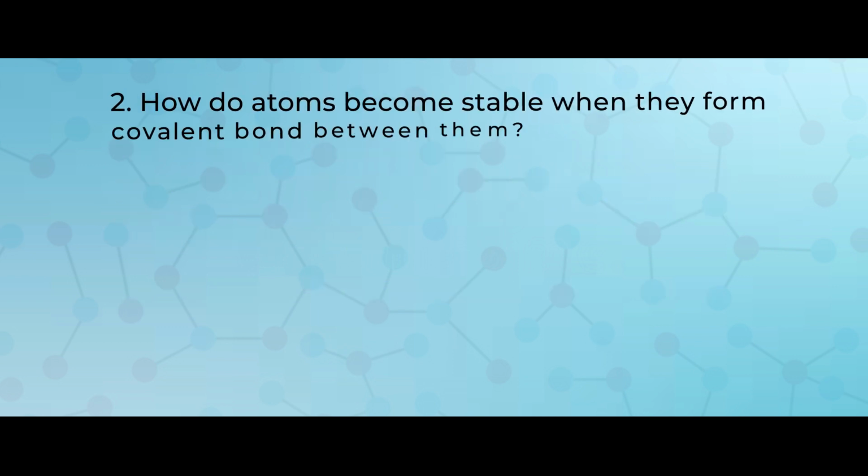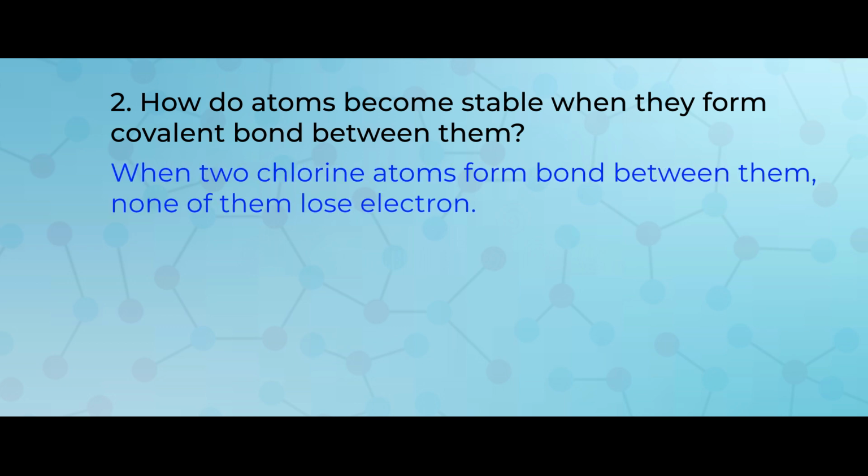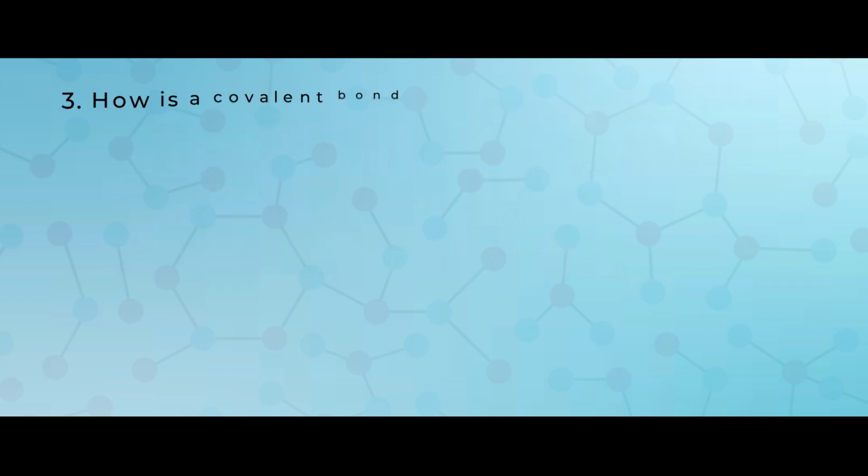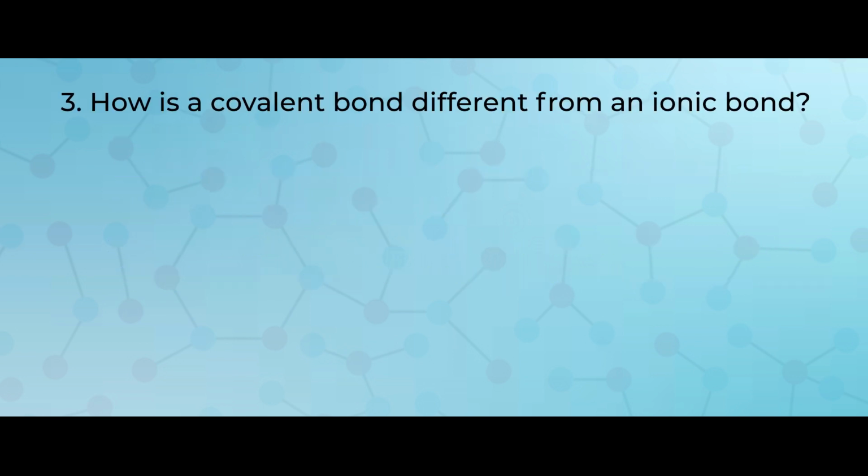How do atoms become stable? When they form a covalent bond between them. Now when two chlorine atoms form a bond between them, none of them loses an electron. So they mutually contribute an electron each and share to achieve a stable state, that is, have 8 electrons in their valence shell.